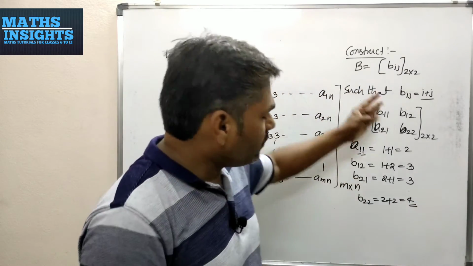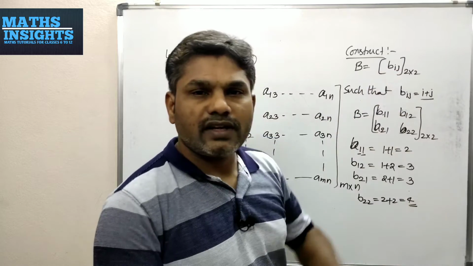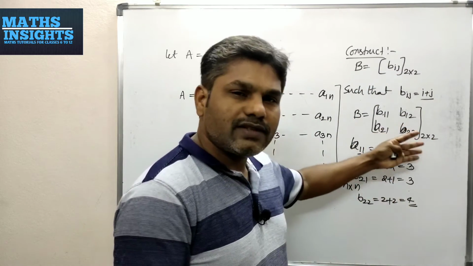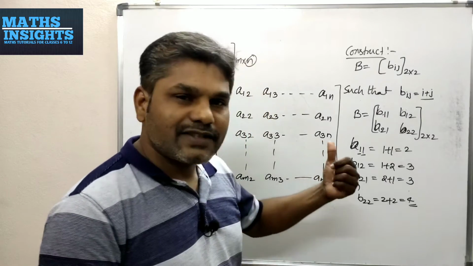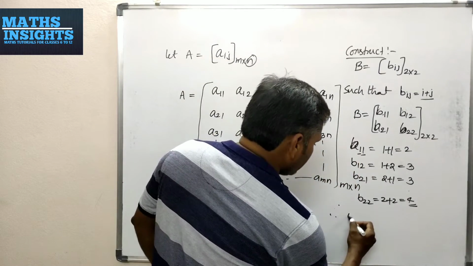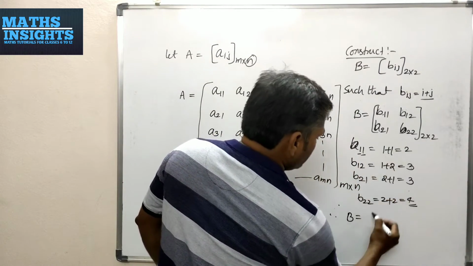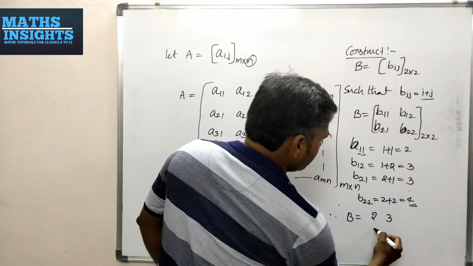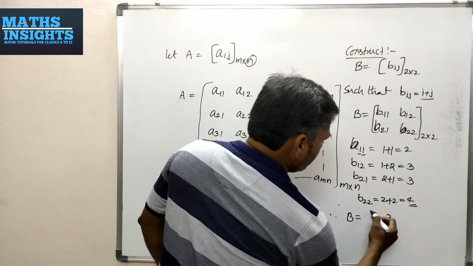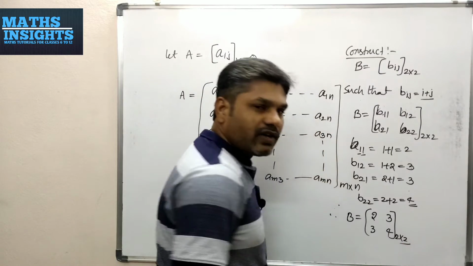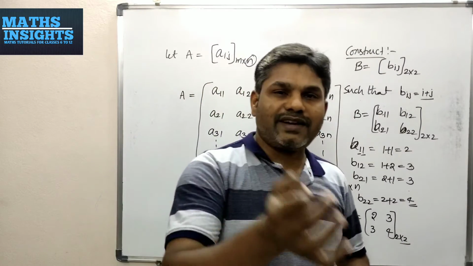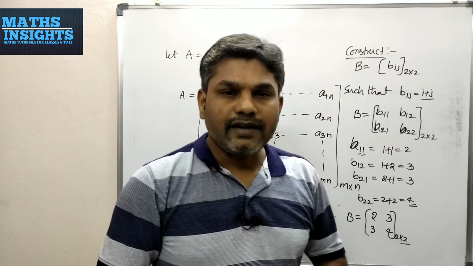You calculated every value as per the given condition. If you write all these values in place of these symbols, then that is the matrix B. Therefore, B equals 2, 3, 3, 4, of order 2 by 2. This is the way to construct any matrix with the given condition.